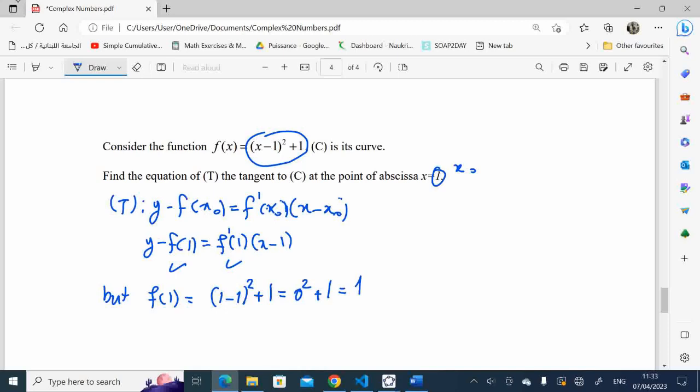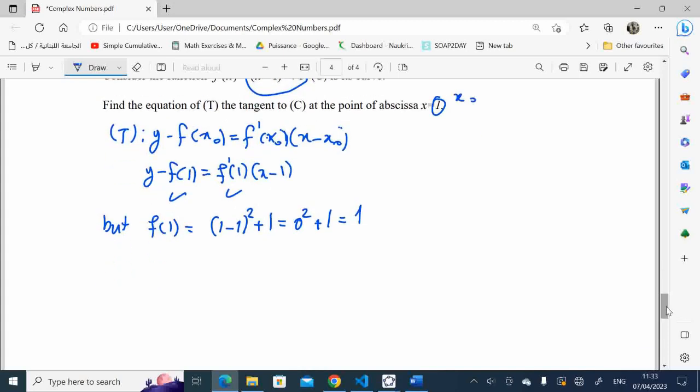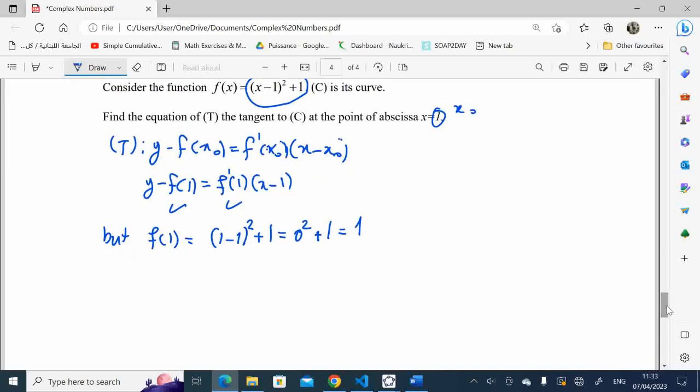It remains to find f prime of 1. How to find f prime of 1? To find f prime of 1, we need to first find f prime of x. So this is f of x. The first term here, (x minus 1) squared, is of the form u squared. What is the derivative of u squared? The derivative of u squared is 2u u prime. So let's apply it here. It will be 2 times (x minus 1) to the power 1, because 2 minus 1 is 1, times the derivative of x minus 1, which is 1. So this is f prime of x.